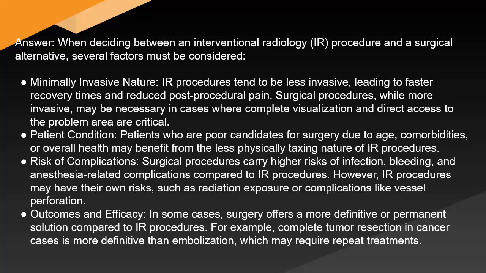Risk of complications: surgical procedures carry higher risks of infection, bleeding, and anesthesia-related complications compared to IR procedures. However, IR procedures may have their own risks, such as radiation exposure or complications like vessel perforation. Outcomes and efficacy: in some cases, surgery offers a more definitive or permanent solution compared to IR procedures. For example, complete tumor resection in cancer cases is more definitive than embolization, which may require repeat treatments.